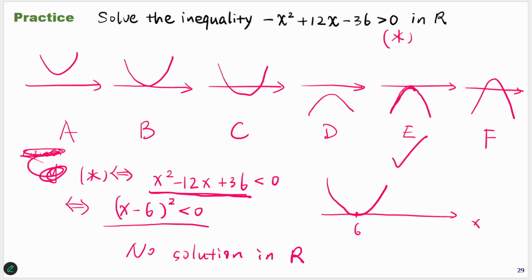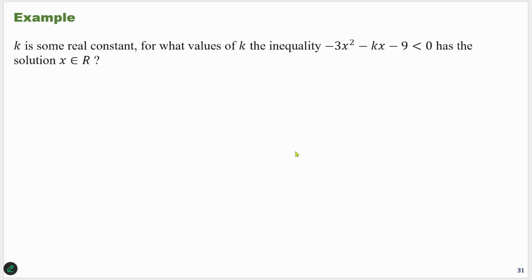Yeah. Let's see another example which really checks your understanding of the connection between the graph and the expression of a quadratic function. K is some real constant. For what values of k does the inequality here have the solution x can be any real number, x belongs to the real number set? Which also means for any x belonging to the real number set, the inequality is always true, right? Yeah. So what is k?